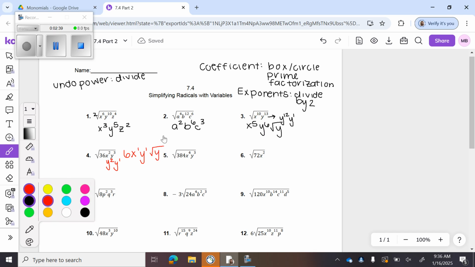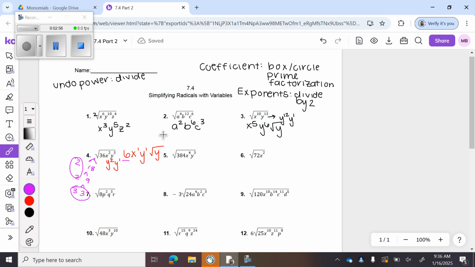Now, if you did not know off the top of your head that the square root of 36 was 6, you could come over here and break it into 2 and 18, 2 and 9, 3 and 3. Here's my pair. Here's my pair. When I multiply my pairs together, that's where that 6 is coming from.